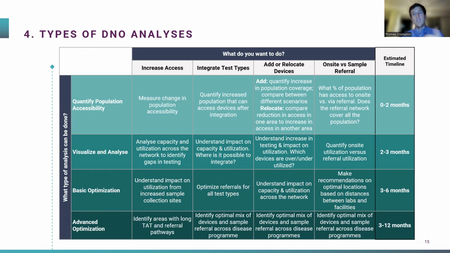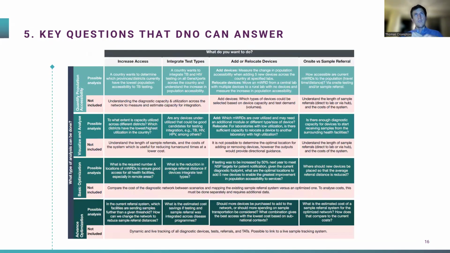And then in advanced optimization, we're then able to say, after we've optimized our network, what does that look like in terms of turnaround times and where are our long referral pathways? Because we've started looking at all the referral pathways. So as you move down this table, you're adding more data, you're adding more complexity, but you're also getting a lot more answers.